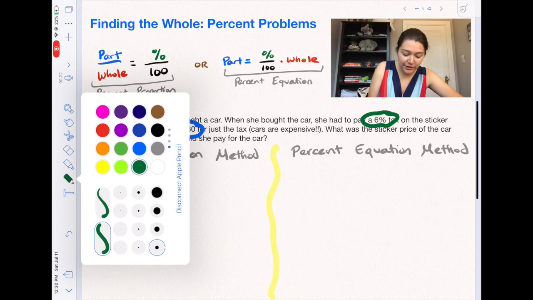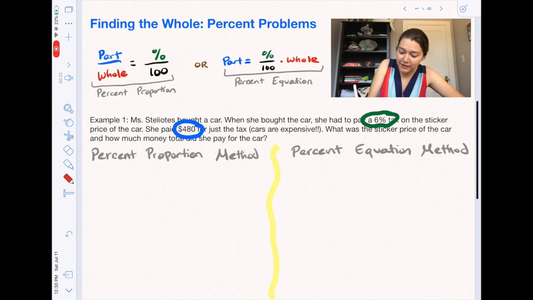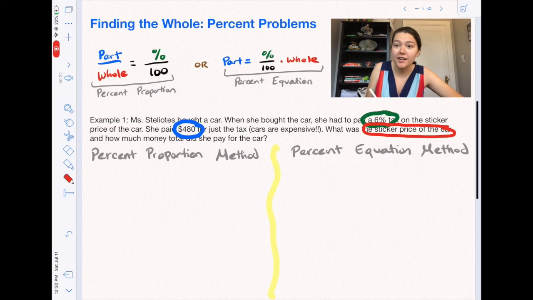And then what we're trying to find is going to be that whole. So that's going to be the sticker price of the car, cost of the car. And then that last question is how much do I pay total? So once I figure out the sticker price and the amount of the tax, then I can add those together to say the total amount I would pay. Okay, so that's going to be like a final step. All right, so we're going to solve this using both the percent proportion and the percent equation.